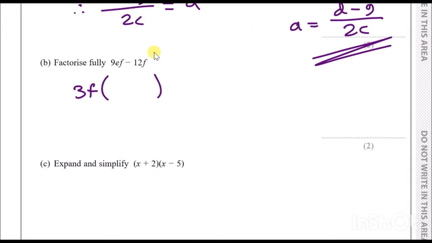And we ask ourselves, okay, so what is 9EF divided by 3F? Well, 9 divided by 3 is 3. You still got an E. And F divided by F cancels out, so there's no F. Then you write a minus sign. Then we say, okay, 12 divided by 3 is 4. And F divided by F is gone. So this is your final result.